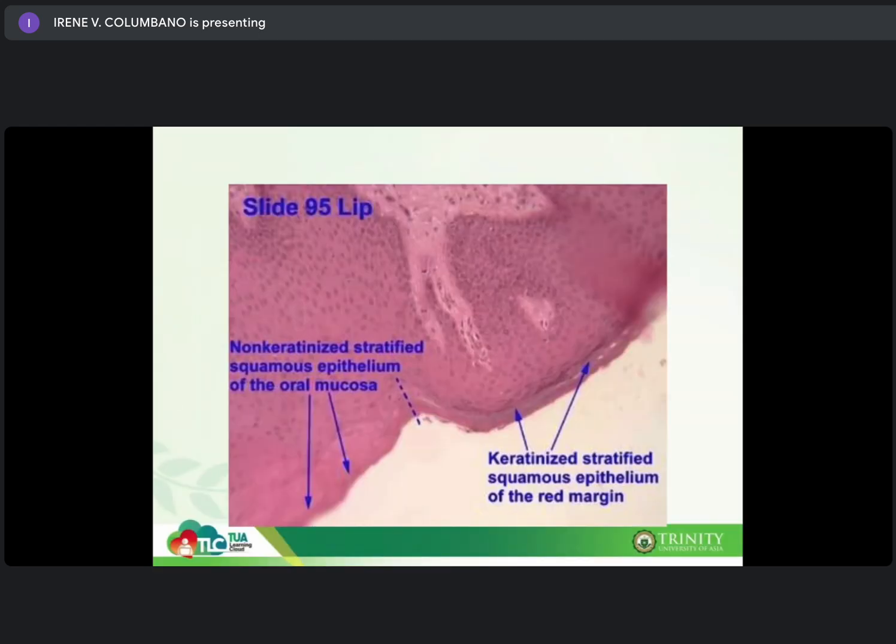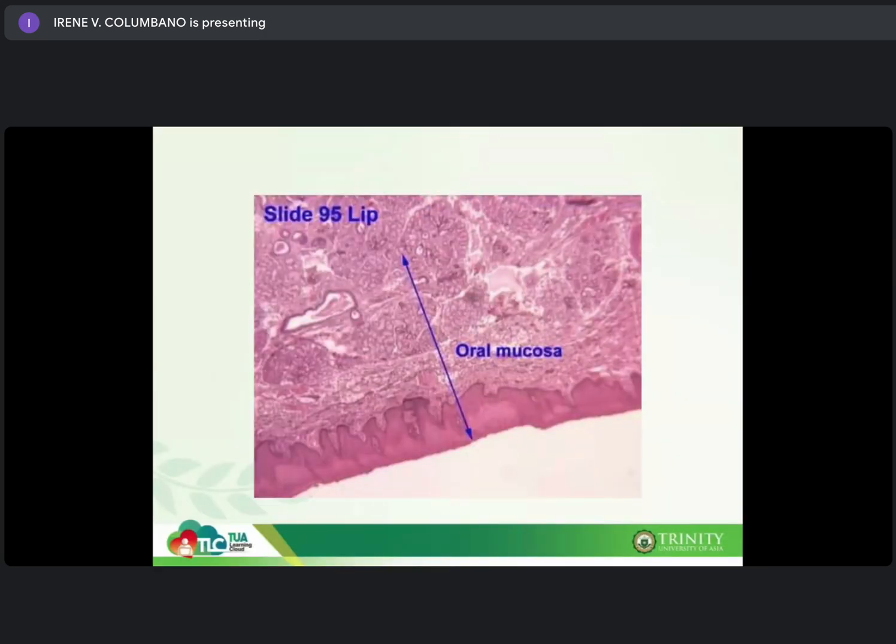So this slide shows the two areas of our lips. There is a non-keratinized moist area, and then keratinized stratified squamous epithelium. These are the dry areas. Okay. So, this is the slide showing the lips and the oral mucosa. So, there is a dry area in our lips.